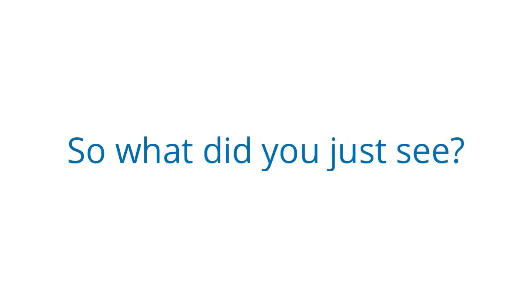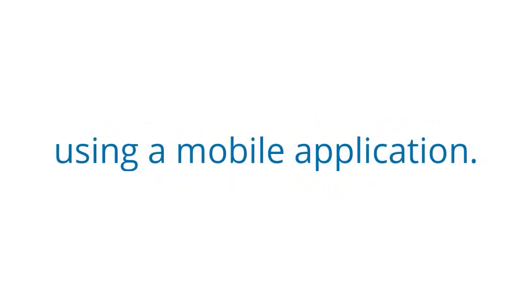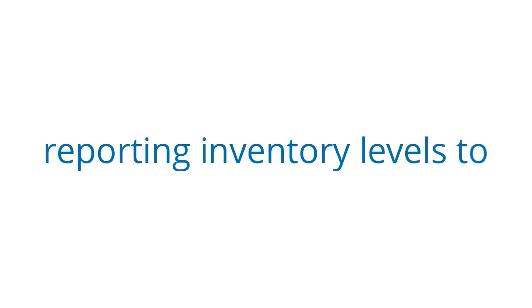So what did you just see? You saw a simple way to record your current on-hand inventory using a mobile application. You saw the ability to see what you have on hand and where it's located. You saw audit reports that showed you every adjustment made to your inventory and who made them. You saw velocity reporting to help you avoid stockouts. And you saw data easily exported to Excel for reporting inventory levels to any third party you may be required to report to. All of this can be set up in about an hour and users trained in 15 minutes.